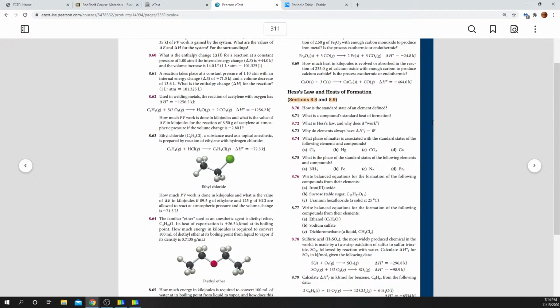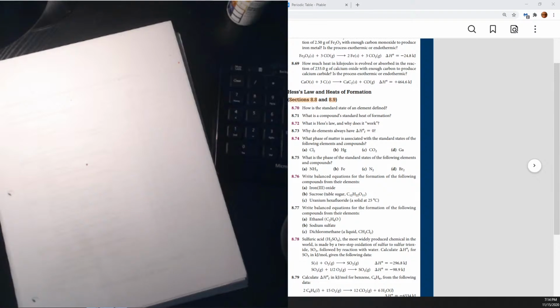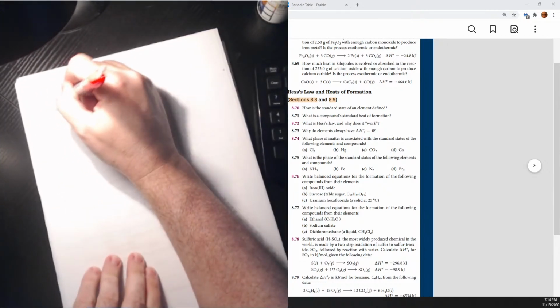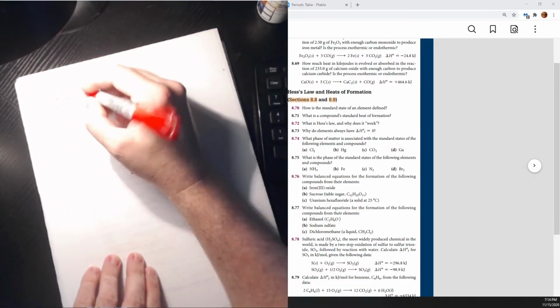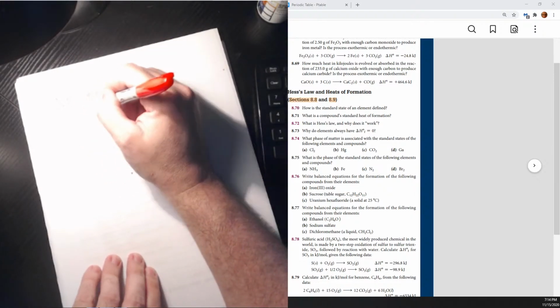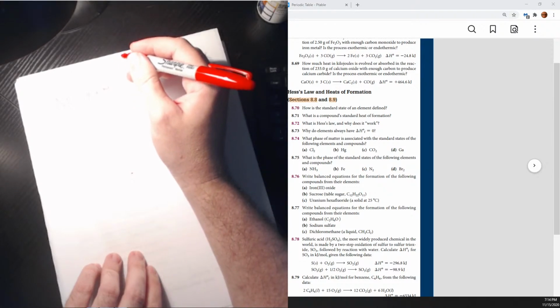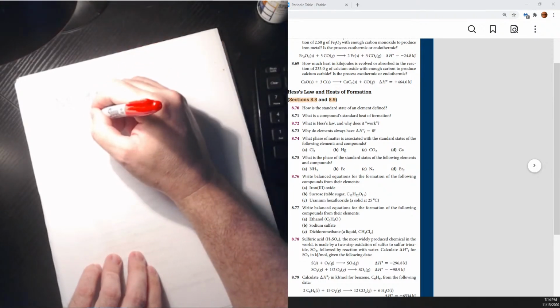Okay, so to do this one, what we're looking at, once again, bringing this up. Delta E equals Q plus W. So Q is going to be our delta H.